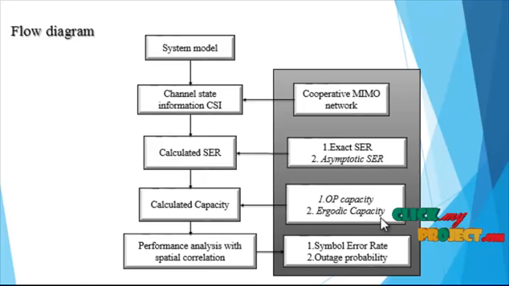In the ergodic capacity, we calculate in the presence of outdated CSI the ergodic capacity of the user. So we calculate the OP and the ergodic capacity. Finally, we calculate the performance analysis of the spatial correlation. In the performance analysis, we calculate the symbol error rate, SER, and outage probability, OP, of the process. So this is the calculated SER and calculated capacity. These are the overall flow diagram of the process.